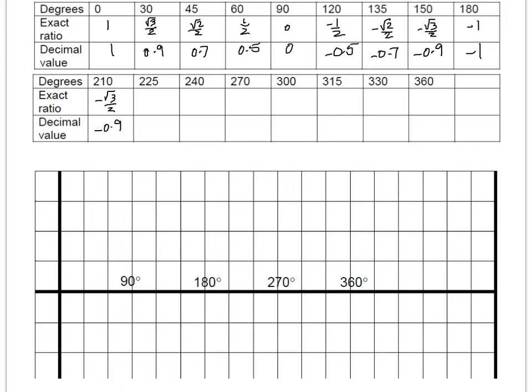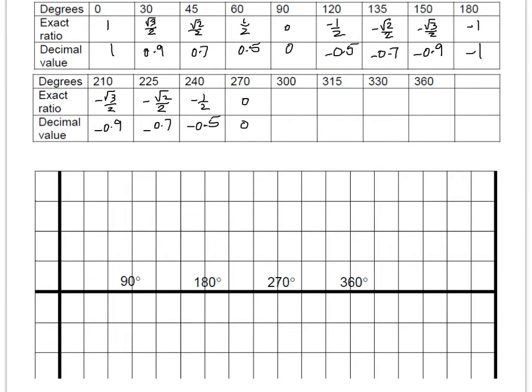225 is 180 plus 45, so the reference is 45. Cos 45 is square root of 2 over 2. This is the third quadrant, so it's negative. So negative square root of 2 over 2, which is about negative 0.7. 240 is 180 plus 60. Cos 60 is 1 over 2. Again, third quadrant, so it's negative. 270 is 180 plus 90. Cos 90 is 0, so this is 0.